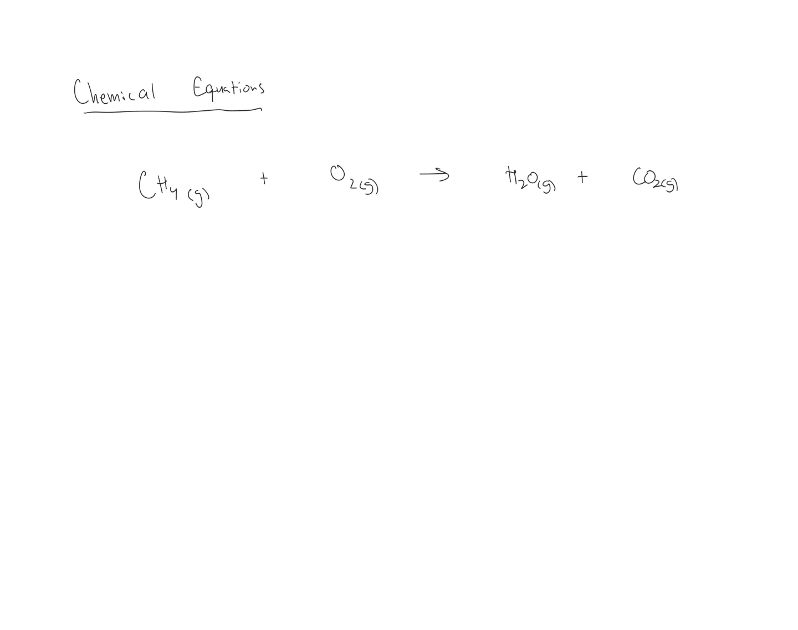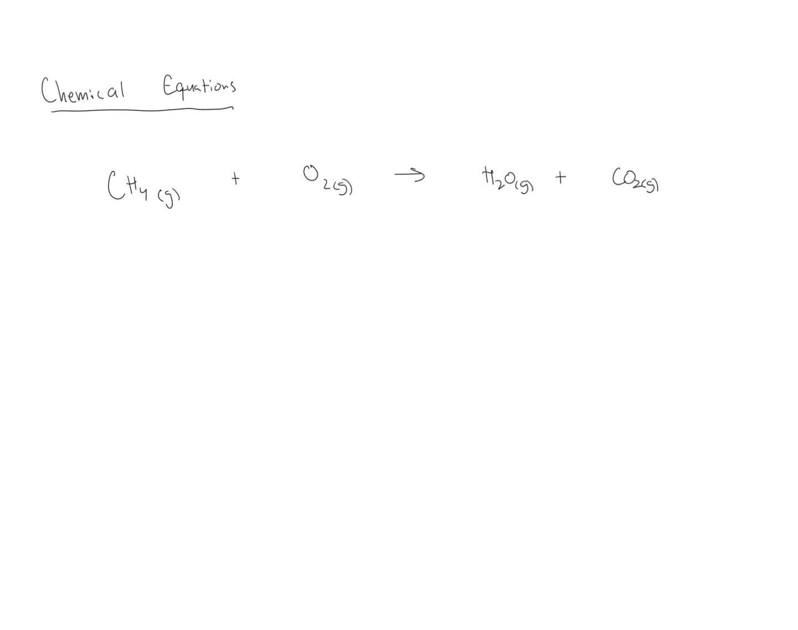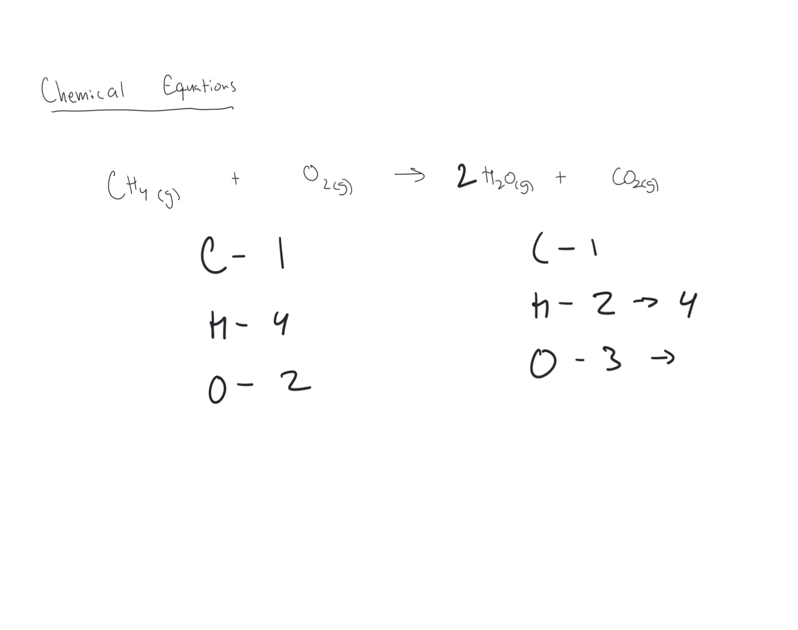If we have this combustion reaction here where methane plus oxygen, CH4 plus O2, react together and burn, you'll make water and CO2. On the left side, we have 1 carbon, 4 hydrogens, and 2 oxygens. On the right side, in our products, we have 1 carbon, 2 hydrogens, and 3 oxygens. To balance this, we can put a 2 in front of our H2O. That would get us up to 4 hydrogens and 4 oxygens total.